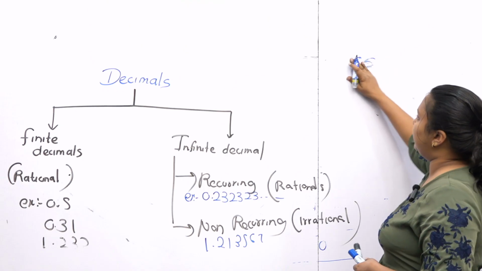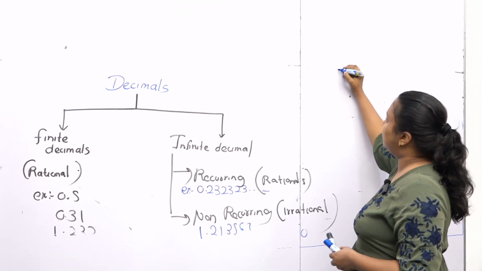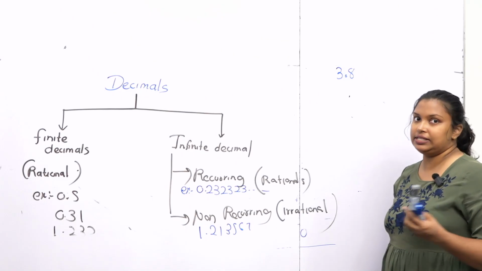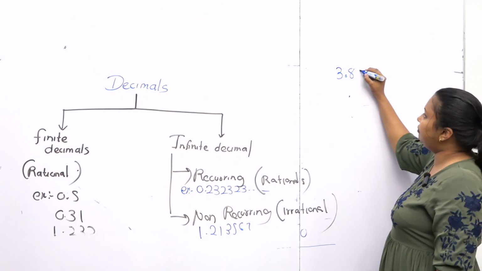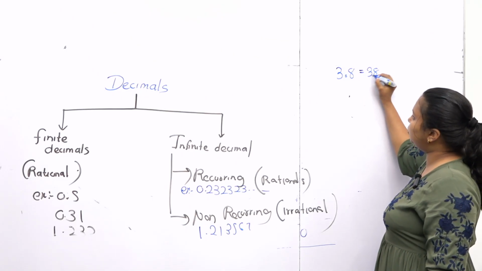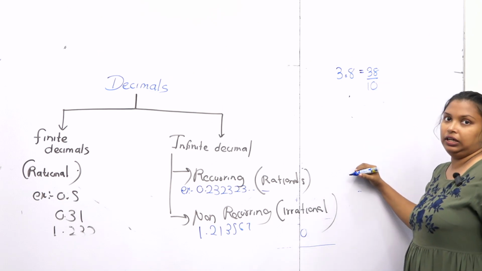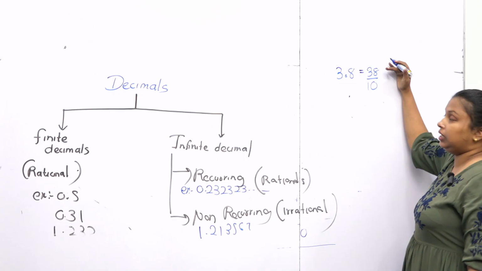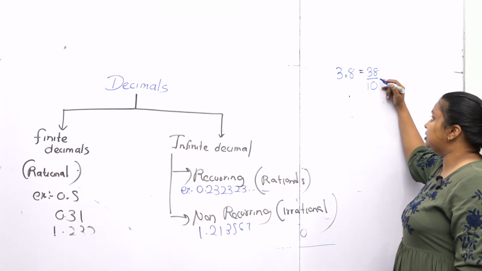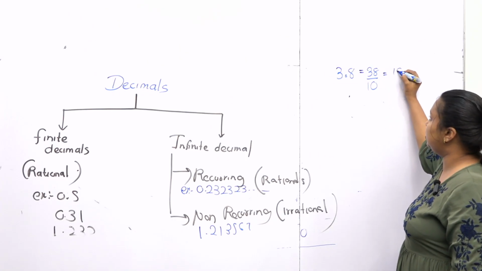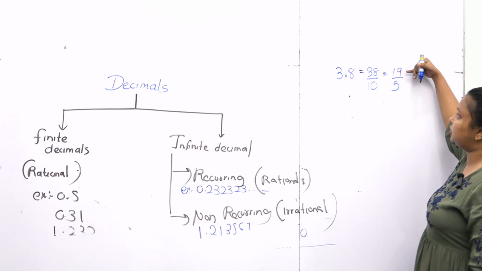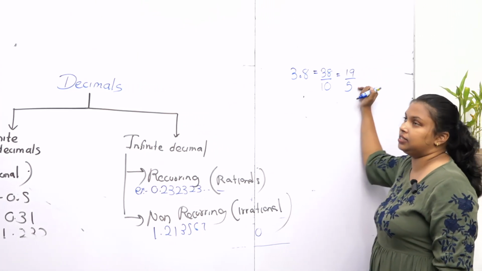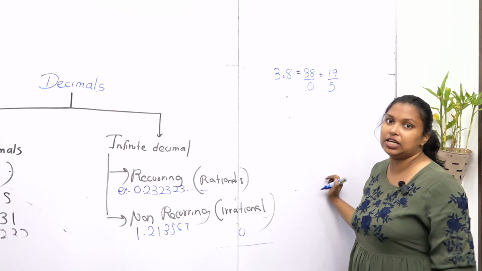0.5, or else let's go for another one, 3.8. I want to show that this is a rational number. How? I can write this as 38 over 10. Okay, right? 38 over 10. So you can see here it is an integer, and this is also an integer. So this is actually 19 over 5, right? So integer in the numerator, integer in the denominator, then definitely this is a rational number. So 3.8 is a rational number.